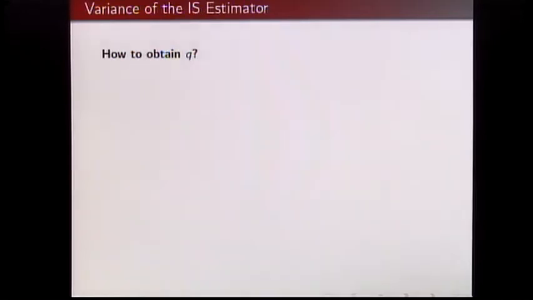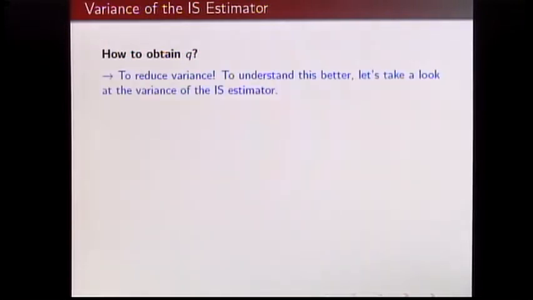Yet on the other hand, you want to actually reduce the variance. But to do that, we need to pick this Q in a little bit more intelligent way. All right, so it depends on how I pick the Q. Let's see.